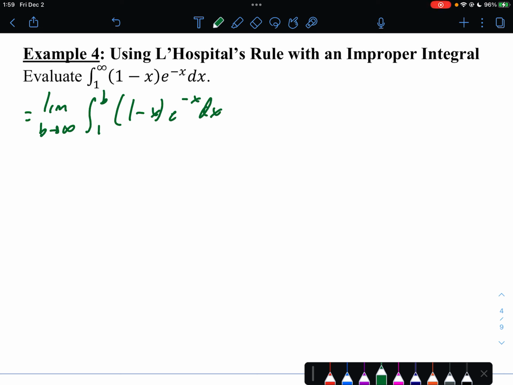All right, and we are going to need to do this integral by parts. We have two separate functions that we can't substitute for. So we're going to let u equal 1 minus x, and then dv equal e to the negative x dx. So du equals negative 1 dx, and v would equal negative e to the negative x.